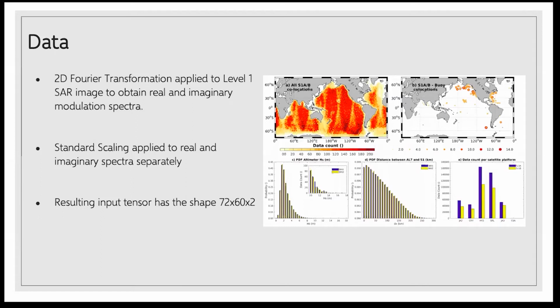So now I'll go over a little bit more about how the data is processed before feeding them into our model. So we take the level 1 SAR image data, and then we apply a 2D Fourier transform to obtain real and imaginary modulation spectra of the image. We then apply standard scaling to the real and imaginary parts separately, and then we stack the two. So each of these modulation spectra had a shape 72 by 60, and we stack them on the third axis. And the reason why we apply the standard scaling is just for numerical stability.